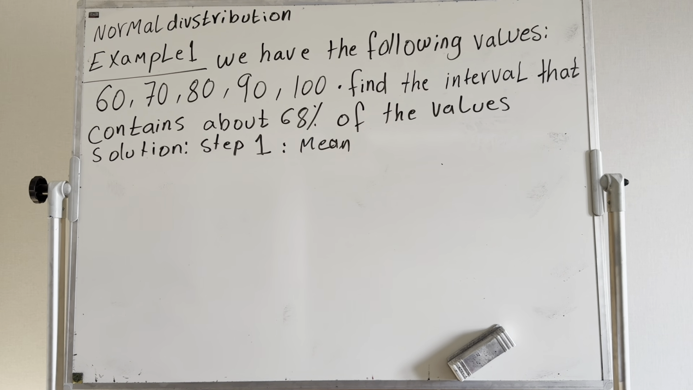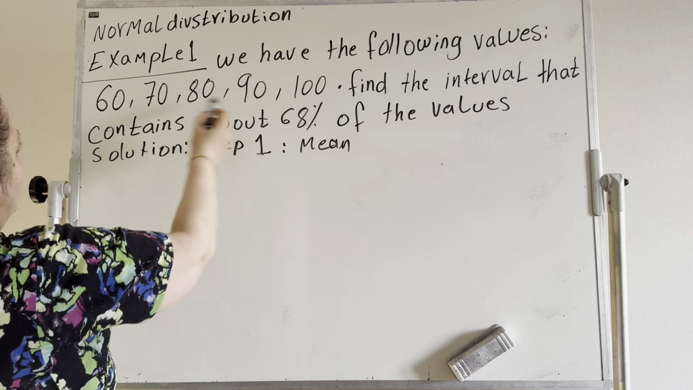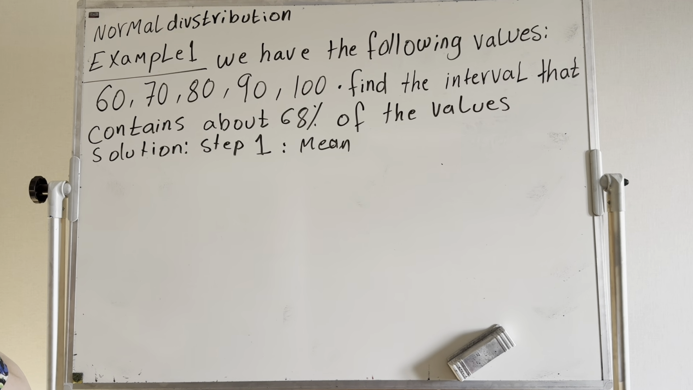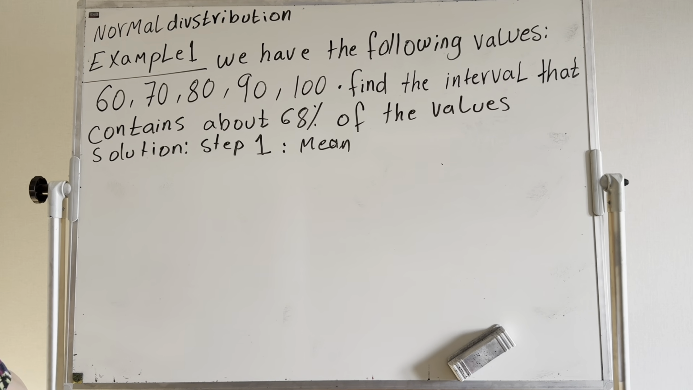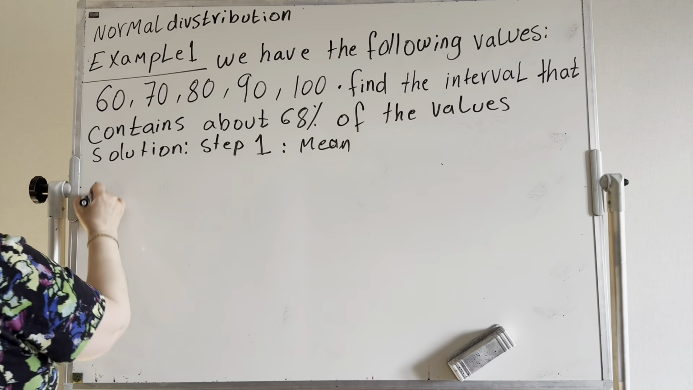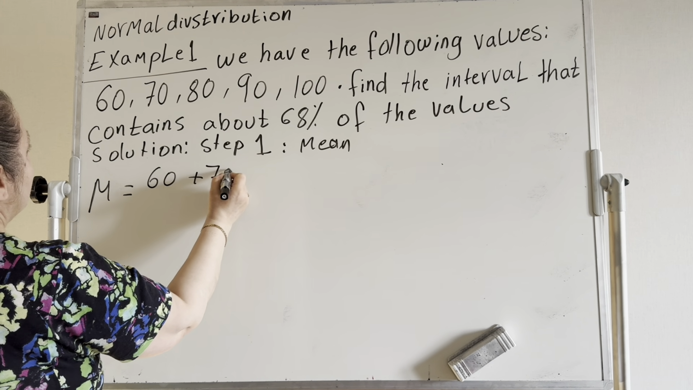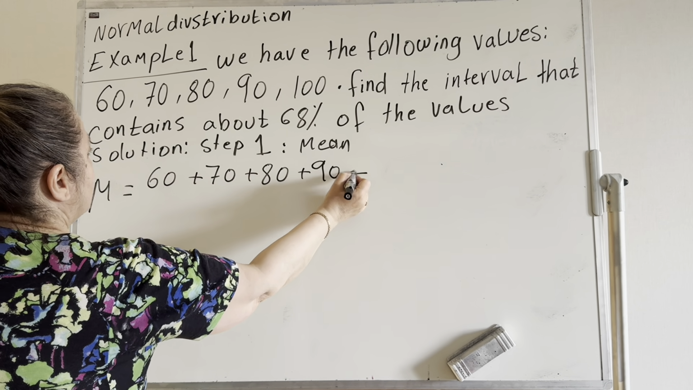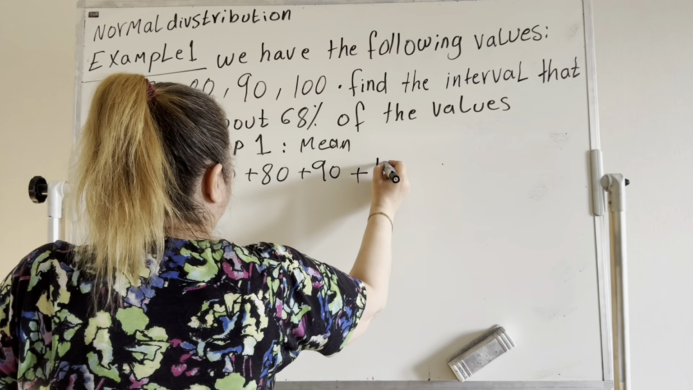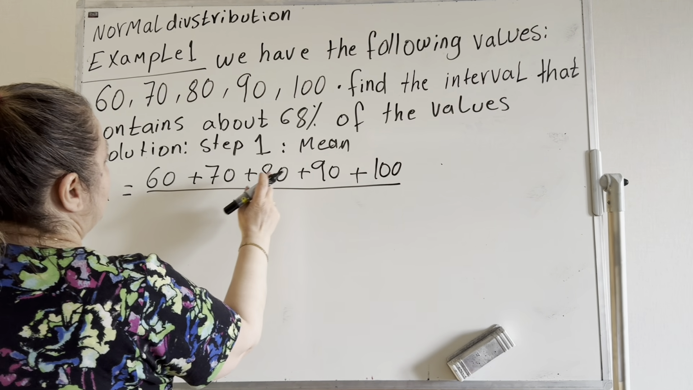Solution. Step 1, we calculate the mean. We calculate it by adding all the values, the five values, divided by 5, because we have 5 values. So the mean equals 60 plus 70 plus 80 plus 90 plus 100 divided by 5.